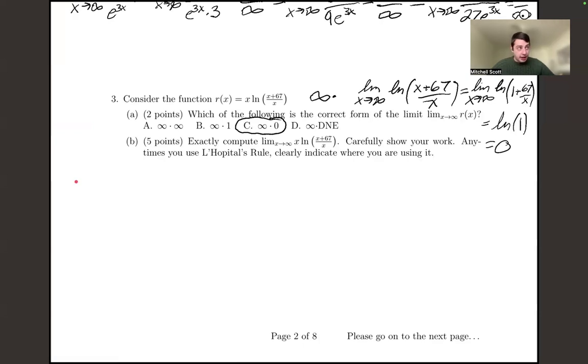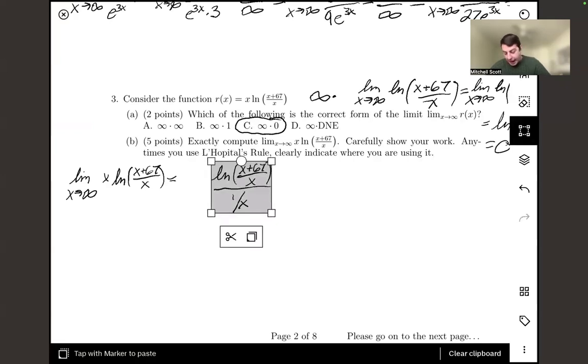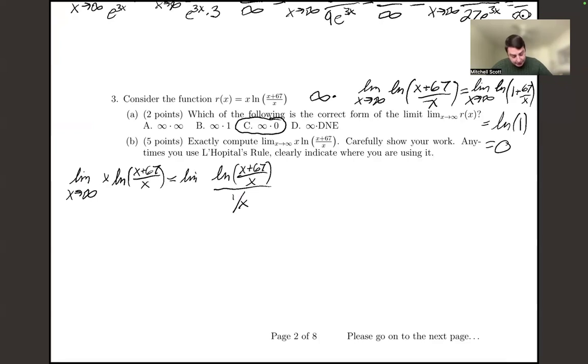So I am going to look at rewriting it, the limit as x goes to infinity of x ln of (x plus 67 over x), right? We could rewrite this as ln of (x plus 67 over x) over 1 over x, right? Because multiplying by a number is the same as dividing by its reciprocal. We know this, right? And now, I want to be more clear here, so I'm going to move this over and write that they're the same in limits. Limit as x goes to infinity, right?